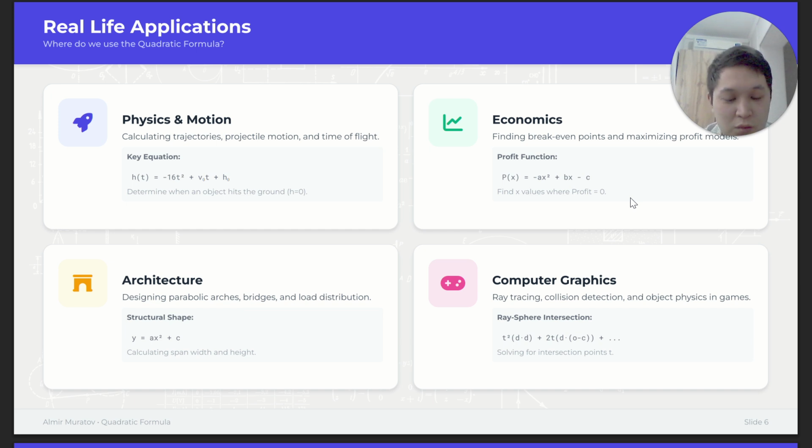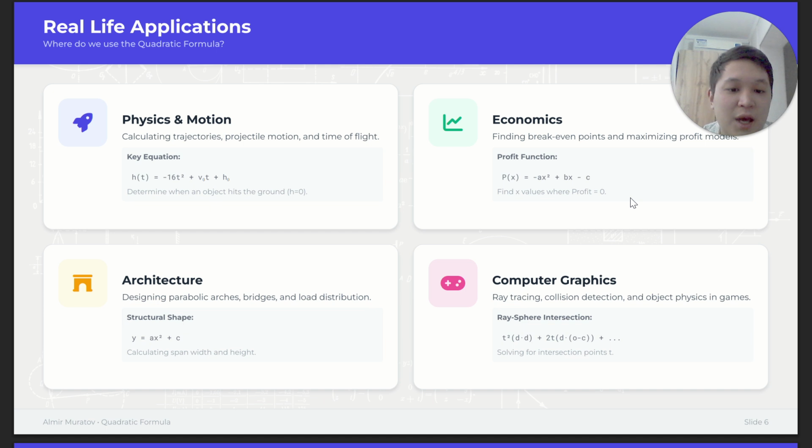We can also use it in architecture. It's essential for designing parabolic arcs or bridges and calculating the span width and the height of structural shapes. So it can be like y = ax² + c.